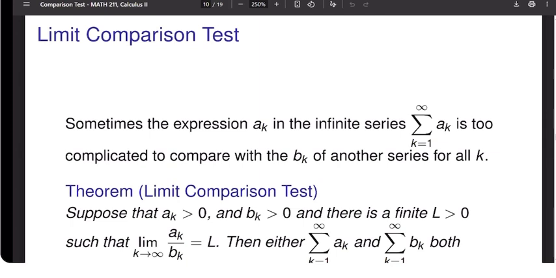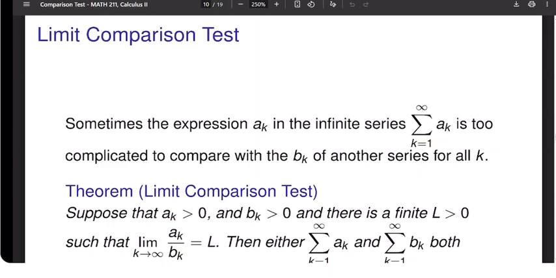Now I just walked you through the comparison test. I want to go into another one that we call the limit comparison test. The limit comparison test is different from the comparison test. At times a test with the comparison test may be inconclusive, and we may need this limit comparison test.